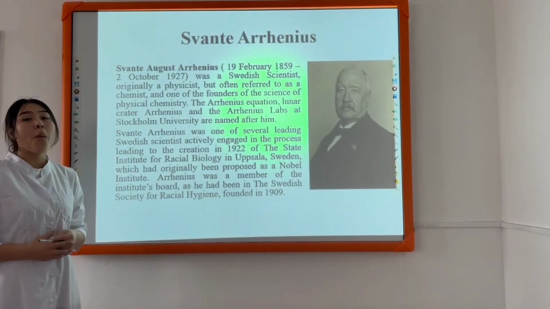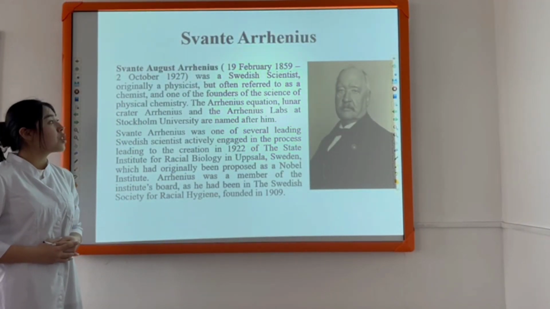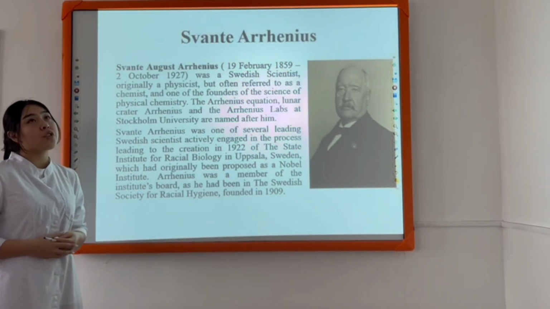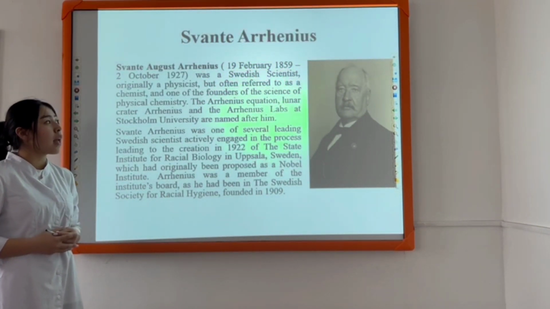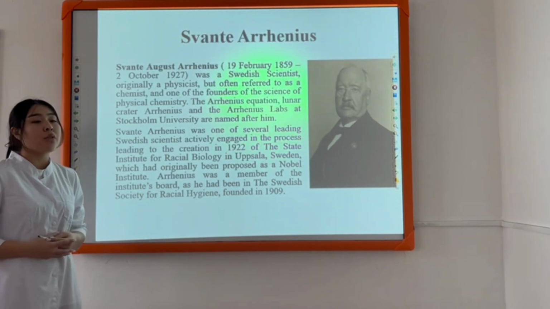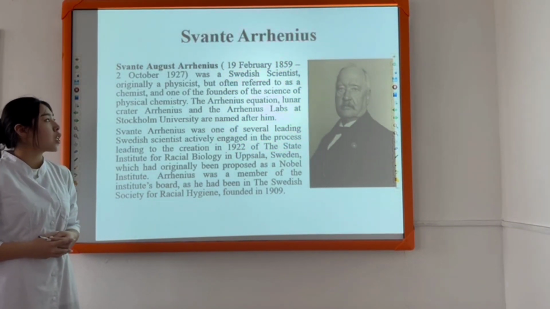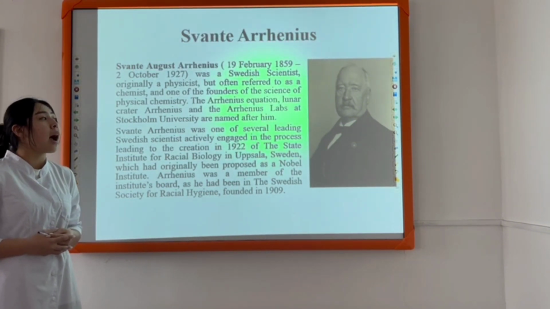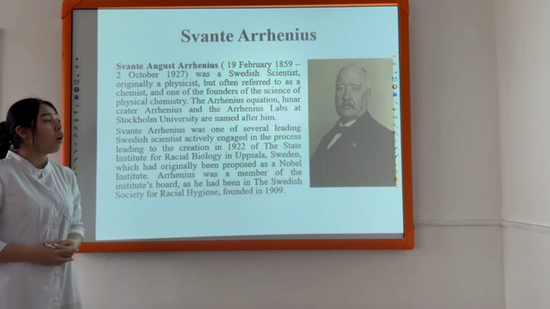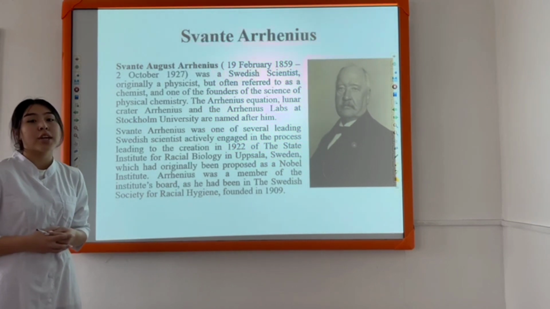Svante Arrhenius was a Swedish scientist, originally a physicist, but often referred to as a chemist and one of the founders of the science of physical chemistry. The Arrhenius equation, the lunar crater Arrhenius, and the Arrhenius Labs at Stockholm University are named after him.